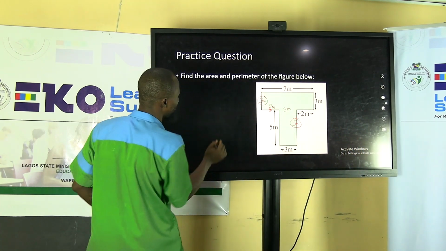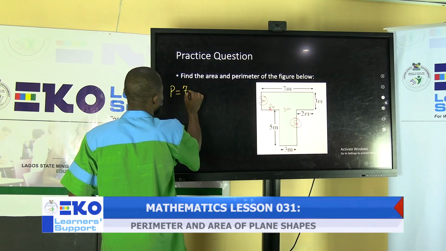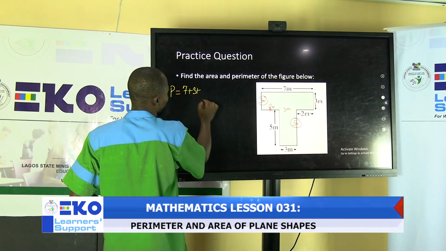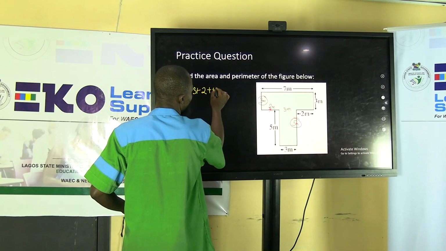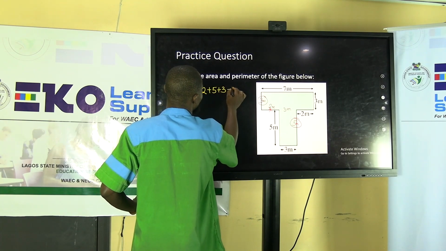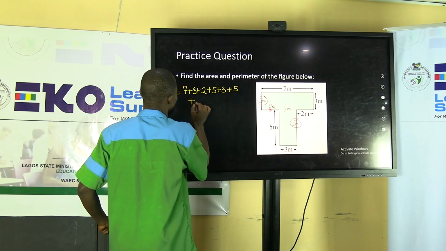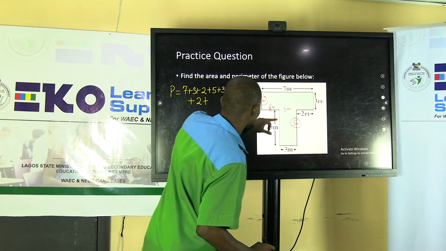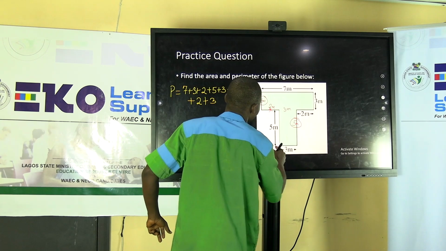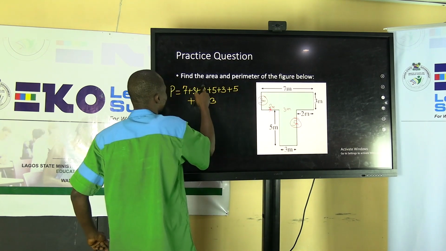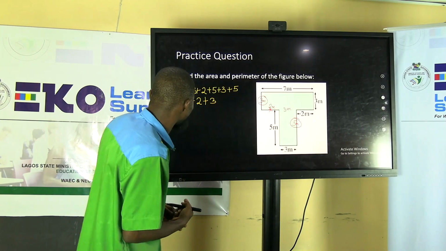Okay, so the perimeter now. Let's add together. So the perimeter is 7 plus 3 plus 2 plus 5 plus 3 plus 5 plus 2 plus 2 plus 3. So I'm adding 1, 2, 3, 4, 5, 6, 7, 8. You can use that to confirm whether there's no mistake there.